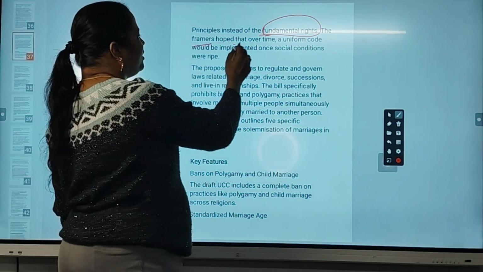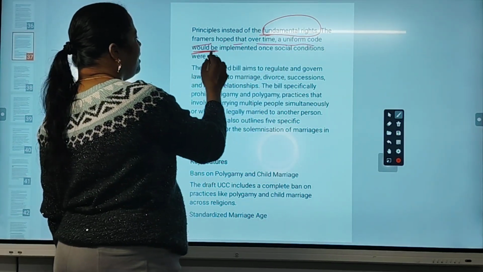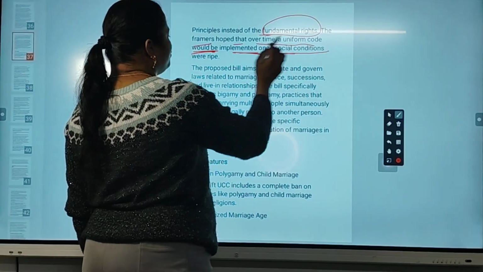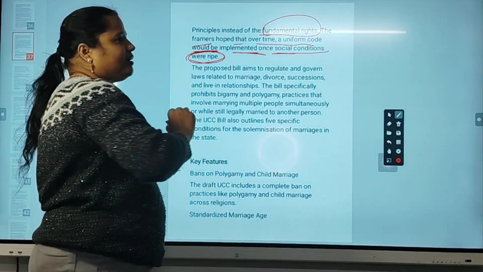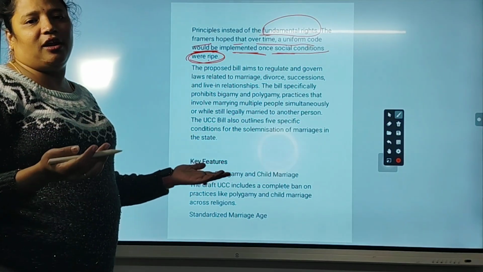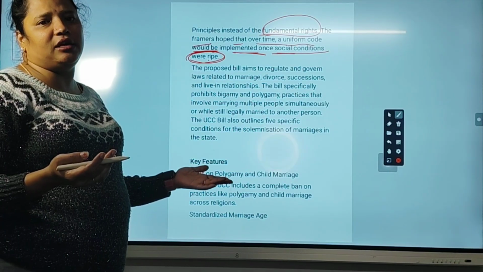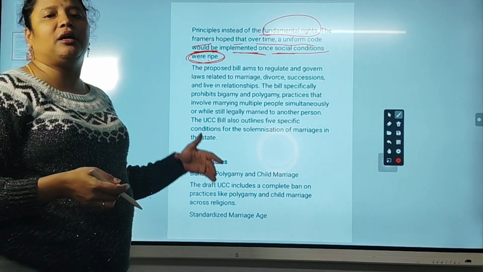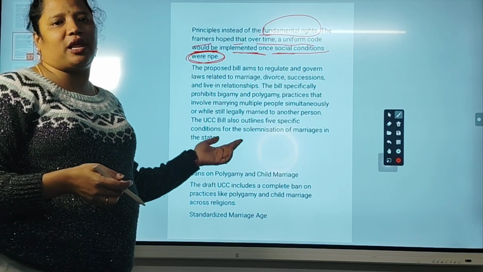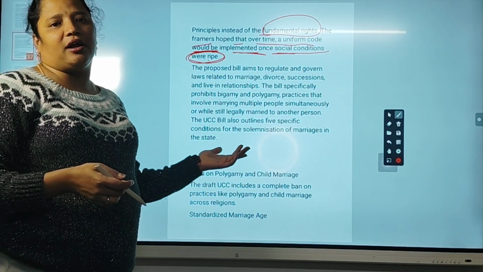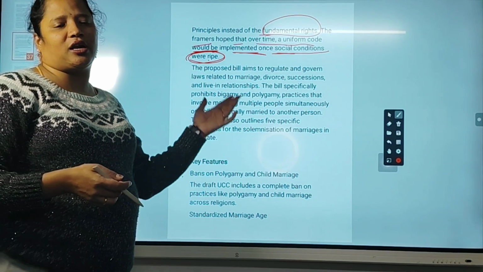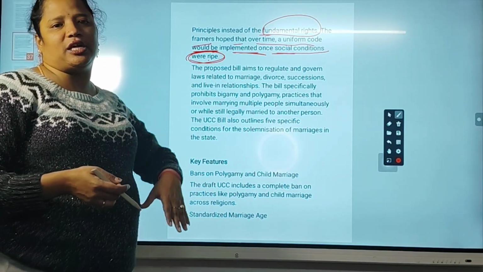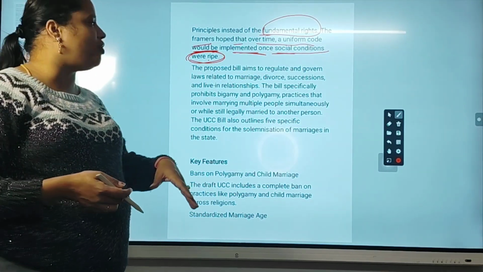The framers hoped that over time UCC would be implemented once social conditions were ripe. Later they thought that as the world modernizes after independence, the conditions for UCC would automatically come. But in some places it is still very backward. People can't live with equality. That's why the Uttarakhand government has to introduce a new UCC bill.